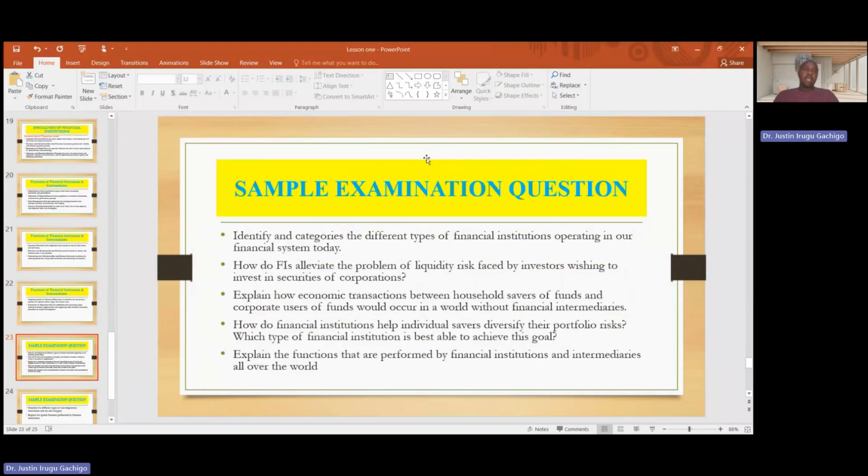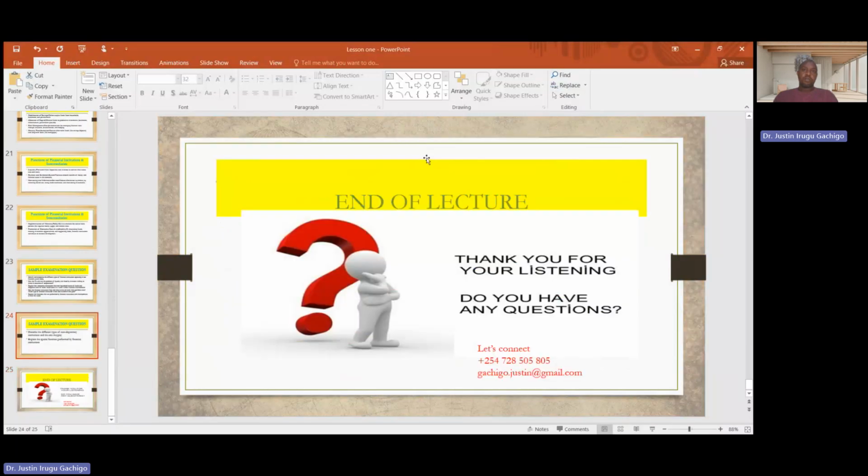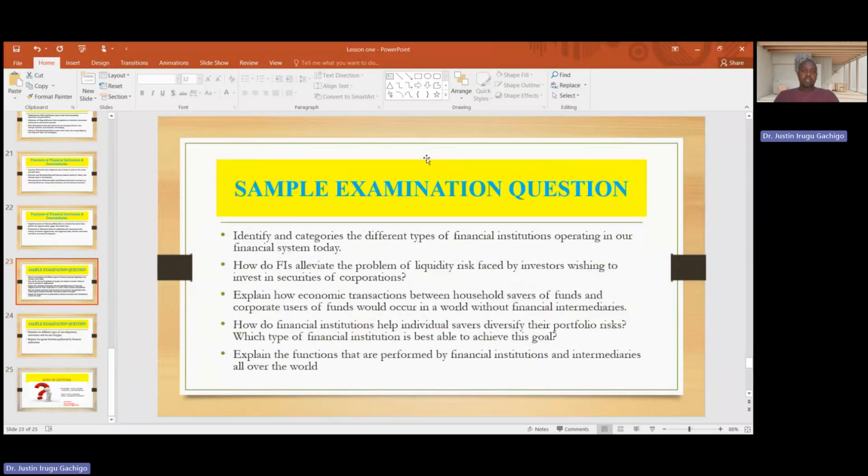So that marks the end of our first lesson and topic 1. Now, these are the sample examination questions which you can use for revision. And you are not going to expect anything different, even from the exam, from this particular question. So please pay attention to this question.